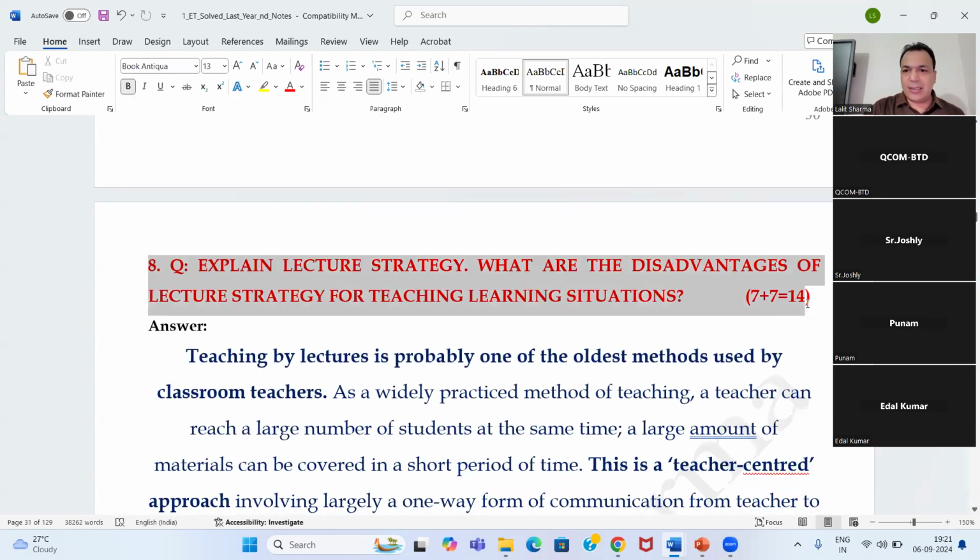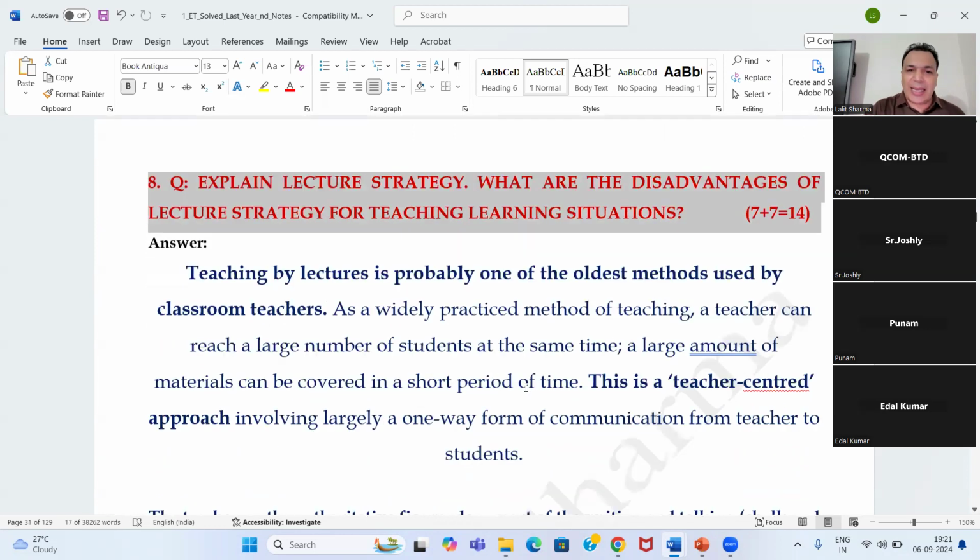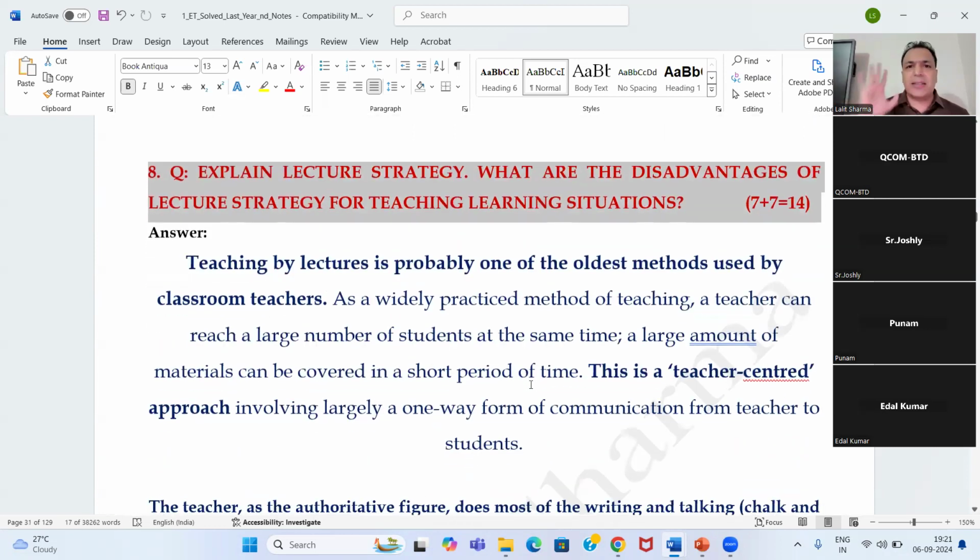Let's go, 8th question, this is the second last. Explain lecture strategy, it is very easy. What are the disadvantages of lecture strategies for the teaching learning situation? The question that came earlier was: what are the disadvantages of micro teaching for teaching skills? So you can write that micro teaching is a new innovation. It is also one of the skills for developing teaching skills.